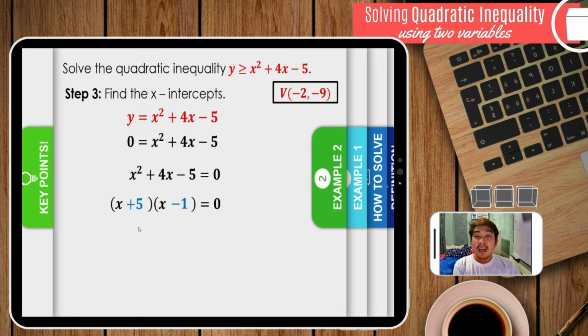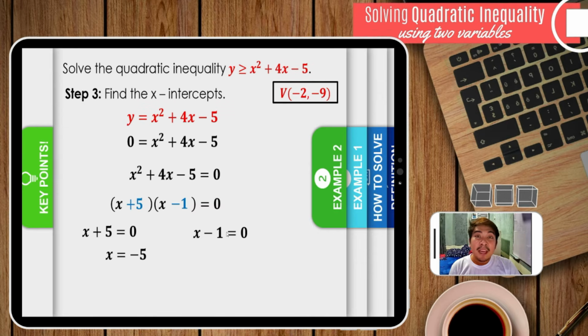Since naka-factored form na siya, we will now use your zero product property. Equate natin both factors to 0. Ayan. X plus 5 equals 0 and x minus 1 is equal to 0. Dito muna tayo sa first equation. Using addition property of equality, or i-transpose lang natin si positive 5 sa kabila, we now obtain the first value of x, which is negative 5.